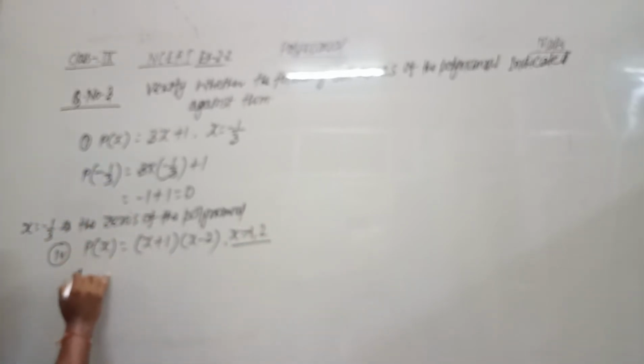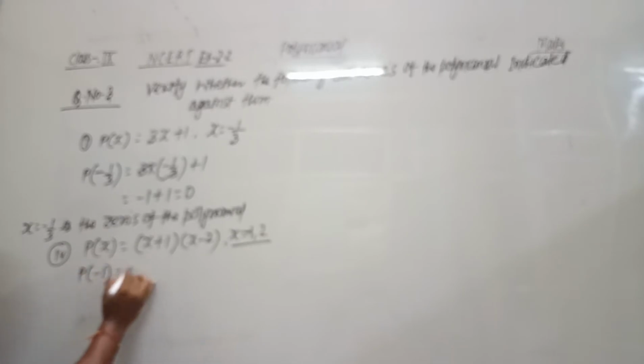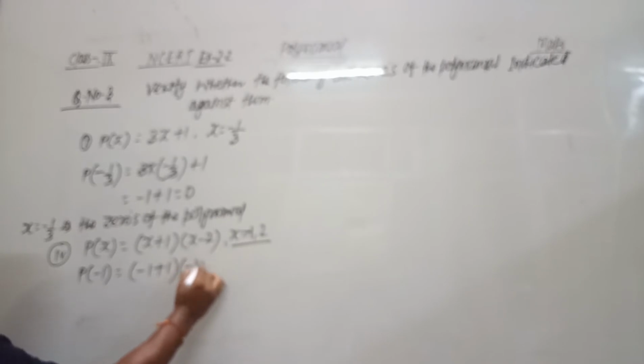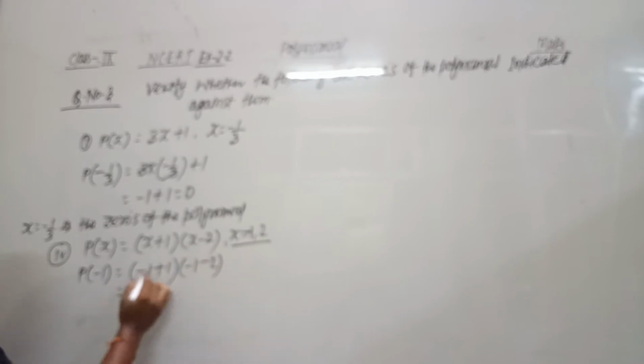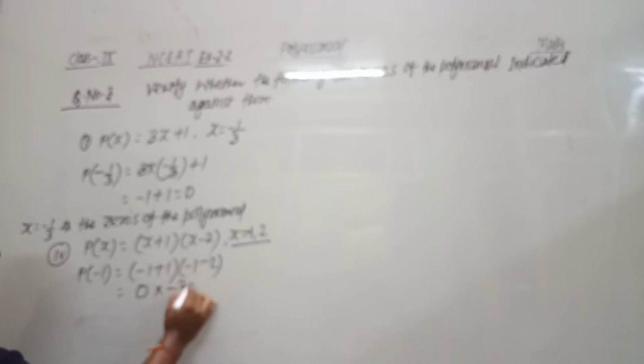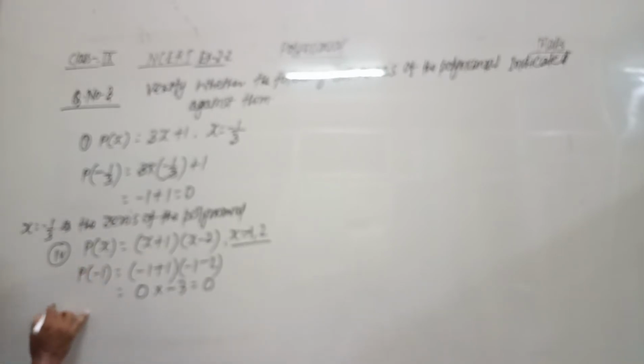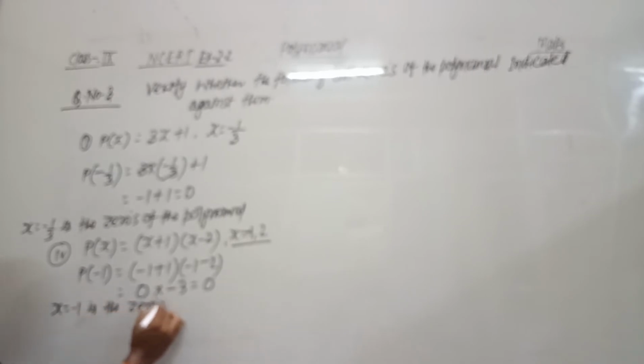So we put the value of x as minus 1. Minus 1 plus 1, and minus 1 minus 2. Minus 1 plus 1 is 0, into minus 1 minus 2, which is minus 3, which comes to be 0. So the result comes to be 0, and we write that x equals minus 1 is a zero of the polynomial.